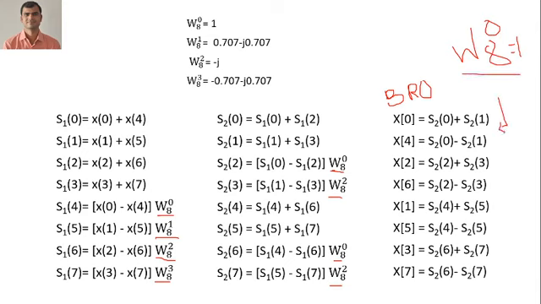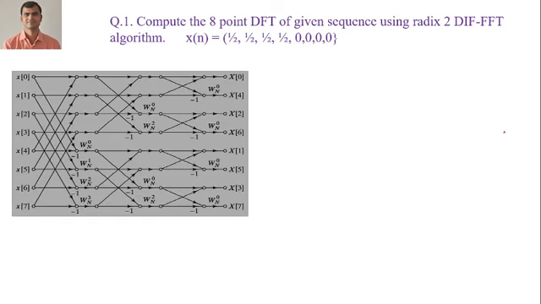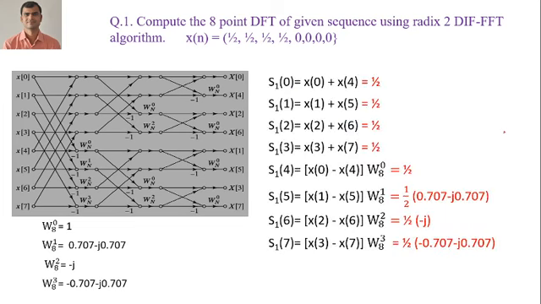Now we'll see a question regarding the DIF FFT algorithm. I have taken the same question, and when you calculate the answer using DIT or DIF, we will get the same answer. So this is the flow for the 8-point DIF FFT algorithm. These twiddle factor exponents we require while calculating. Now we are going to find the output of stage 1.